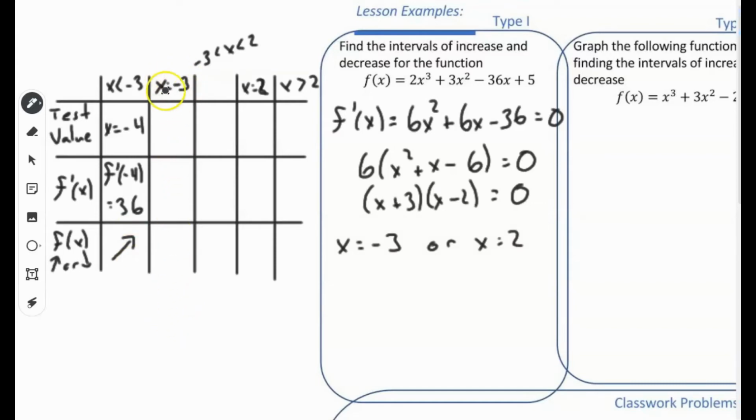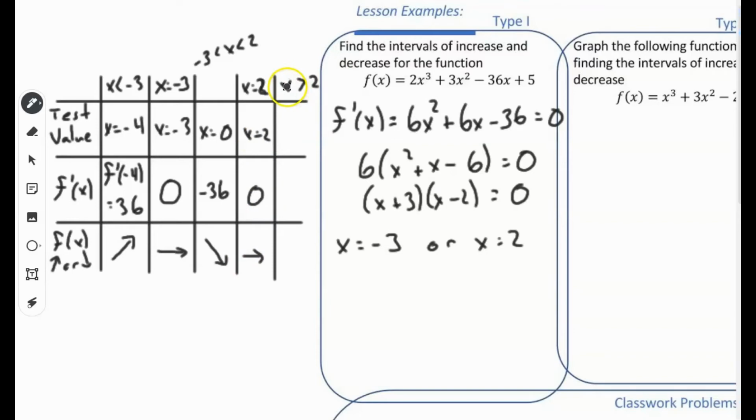Now we know at x equals negative 3, that's not an interval. That's an exact point. We know that's going to be 0 because that's what we solved for. And so we have a horizontal tangent. Finally, pick something between negative 3 and 2. An easy one would be 0. So we'll go 0. And if you plug in 0, you just get negative 36. So that's a decreasing function. X at 2, that was one of our solutions. So that's a horizontal tangent.